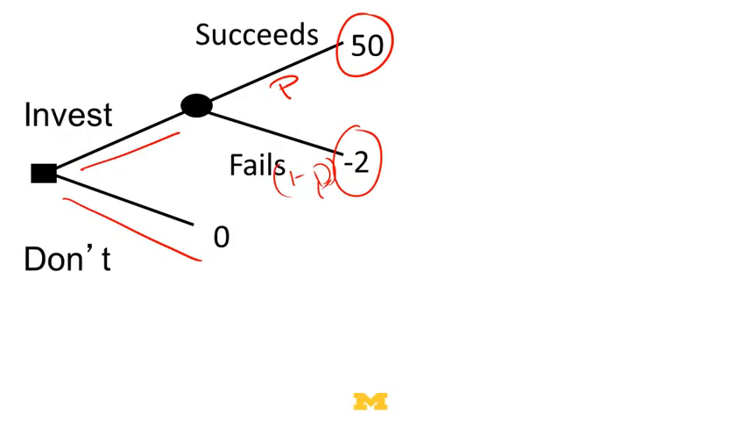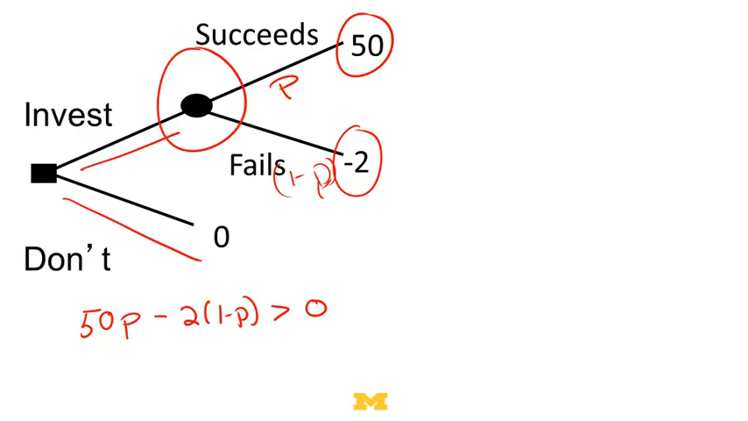So let's try and figure out what our friend is thinking. What our friend is thinking is that 50p minus 2 times (1 minus p) is bigger than 0. So she's figuring the end of this branch, right here, before chance takes its move, is higher than 0. So if I work this through, it says 50p minus 2 plus 2p is bigger than 0.